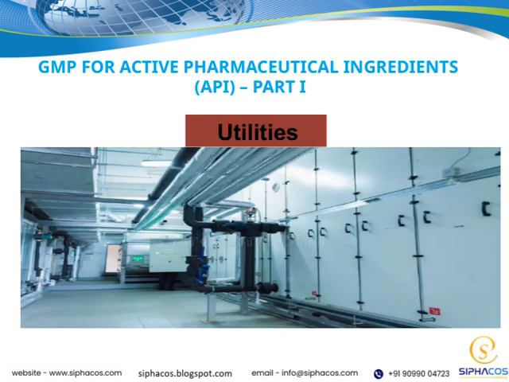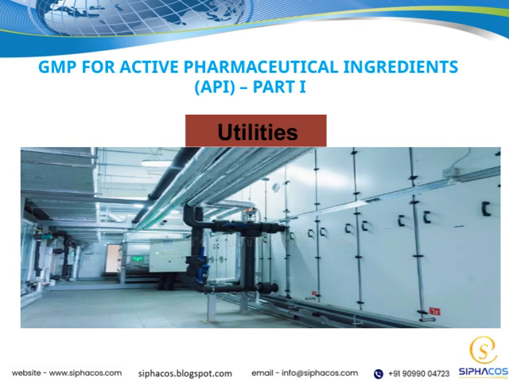Now, let's turn our attention to utilities in the context of GMP for active pharmaceutical ingredients, or APIs. This slide focuses on part one of this important topic. Utilities are essential supporting services that ensure the manufacturing process runs smoothly and safely. They include things like water, steam, compressed air, and gases. Basically, the infrastructure that keeps the production environment stable and compliant with quality standards.